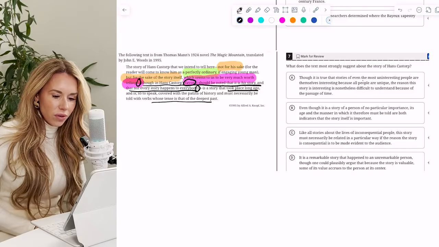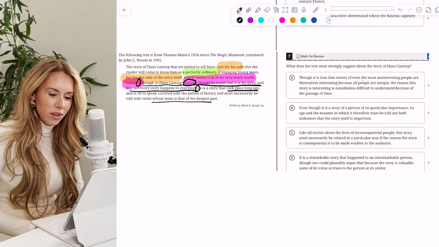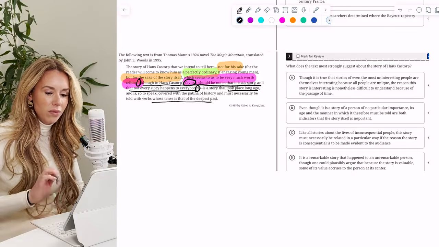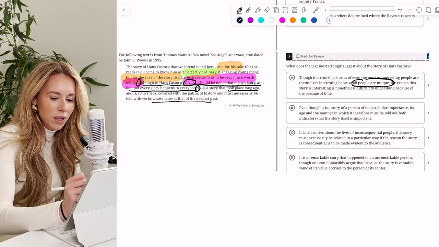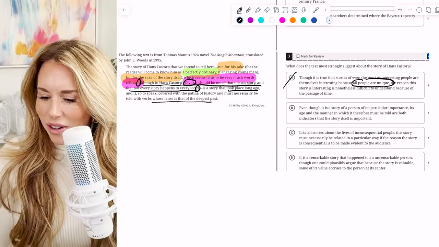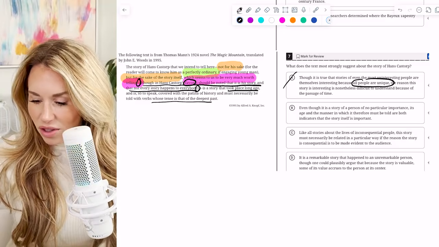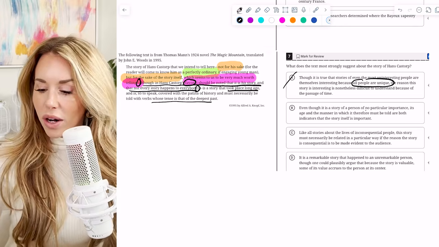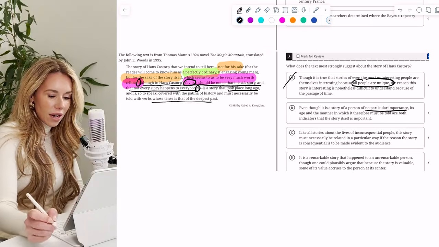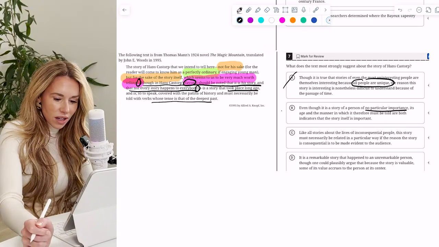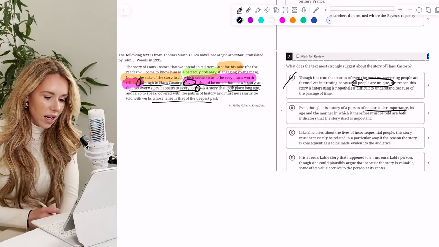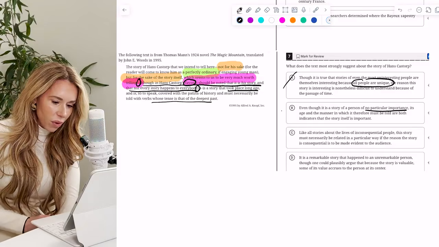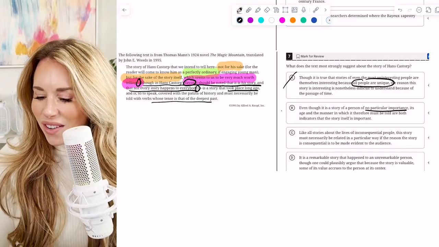A, though it is true that stories of even the most uninteresting people are themselves interesting because all people are unique. Okay, where did they talk about all people being unique in here? I'm going to get rid of that. B, even though it is the story of a person of no particular importance. Okay, I like that so far. He's ordinary. Its age and manner in which it is therefore must be told are both indicators that the story itself is important. I don't know.